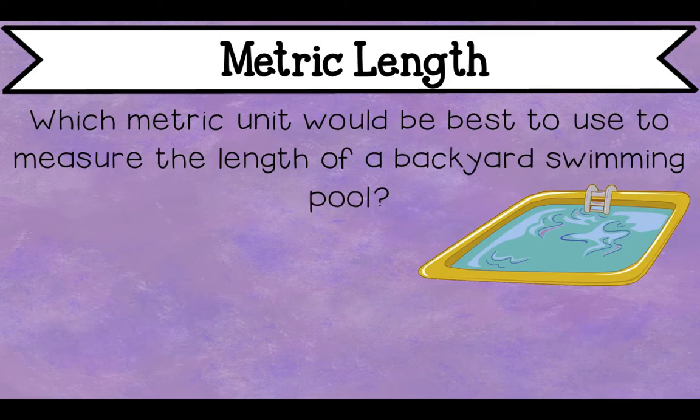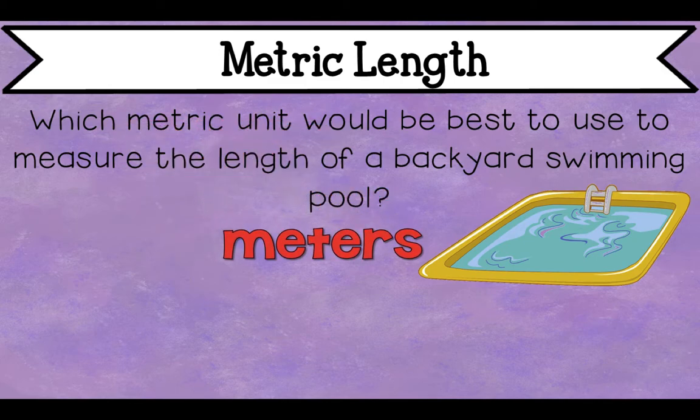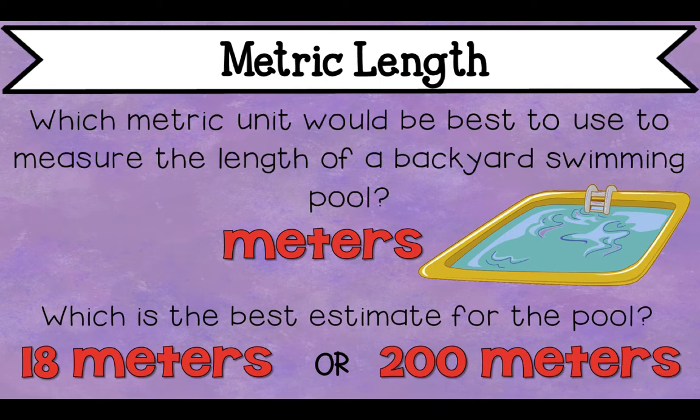Alright, think about a pool in your backyard. Yep, we would measure that pool in meters. And would that pool be about 18 meters, so about 18 of your doorways? Or 200 meters, so 200 doorways lined up together? Probably about 18 meters would be correct.